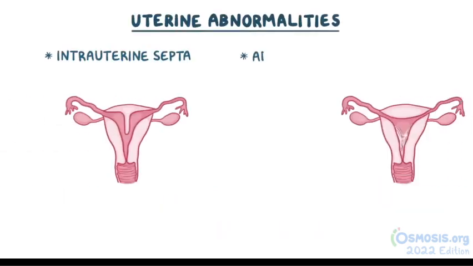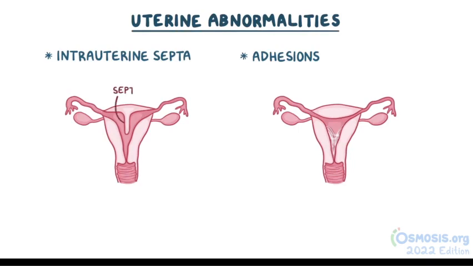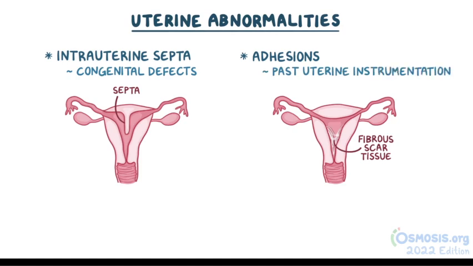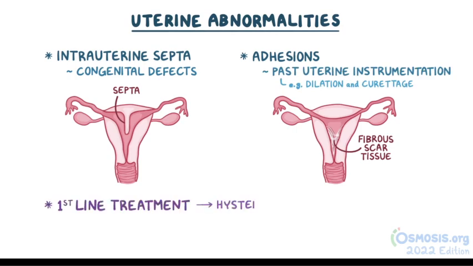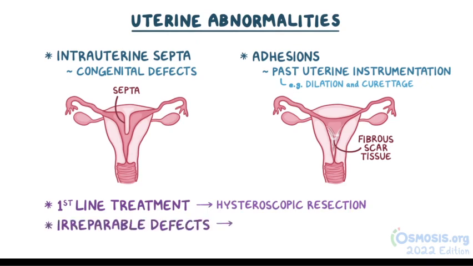Uterine abnormalities include intrauterine septa and adhesions. Intrauterine septa are congenital defects. Intrauterine adhesions, which are bands of fibrous scar tissue inside the uterine cavity, can occur in females who have undergone uterine instrumentation in the past, like dilation and curettage. In both cases, a first line of treatment is hysteroscopic resection of the adhesion or septa. However, for severe, irreparable uterine defects, surrogacy or adoption may be the only options.